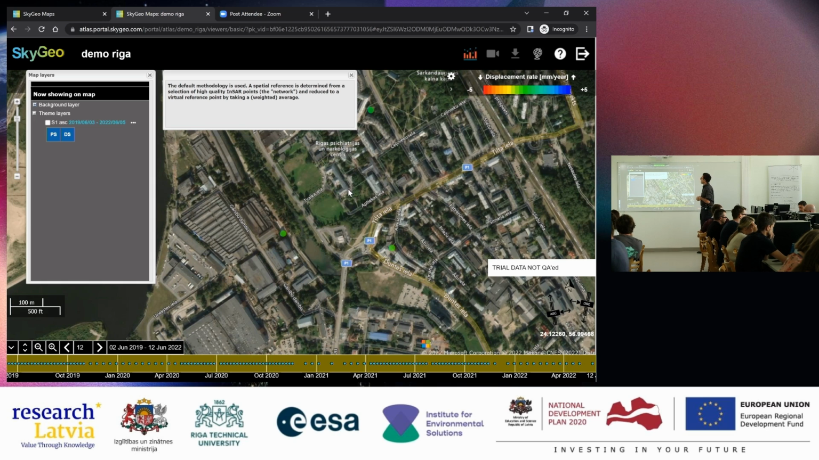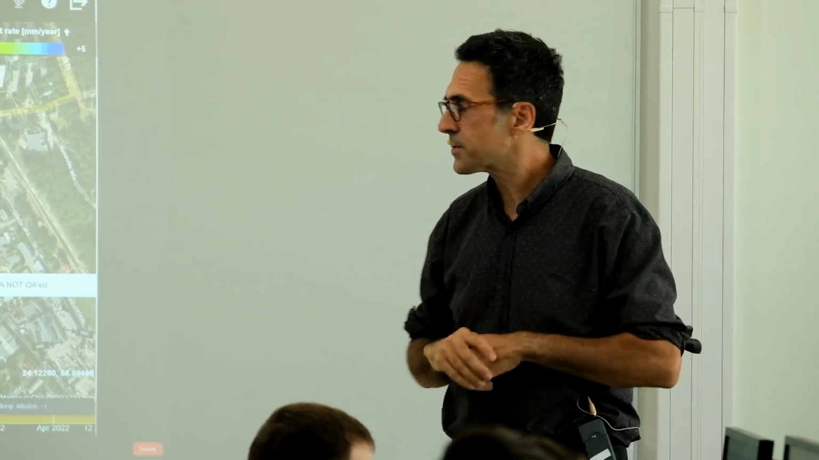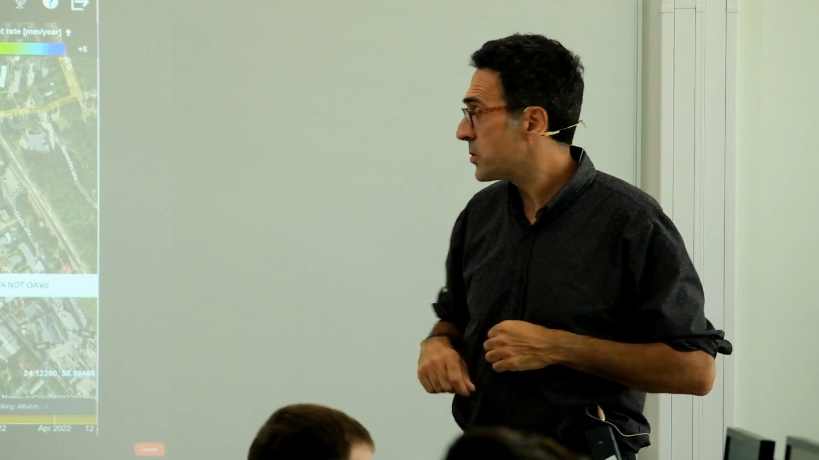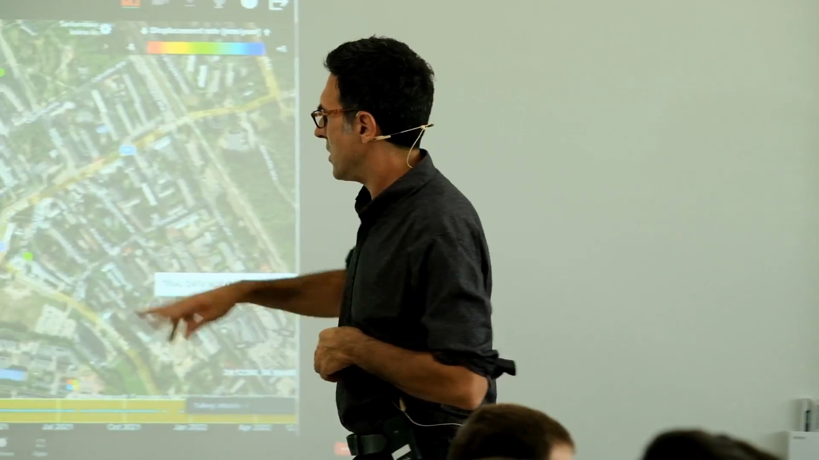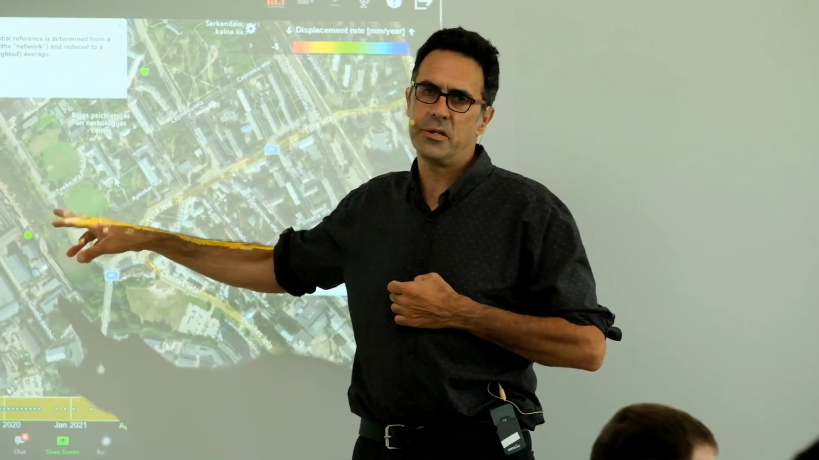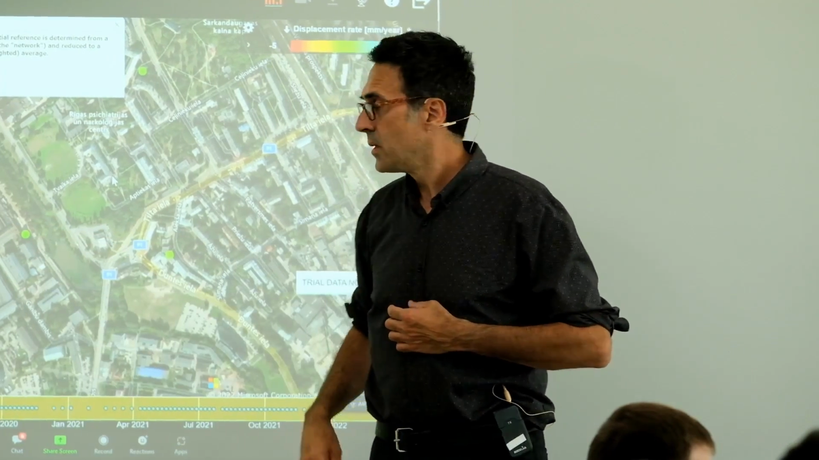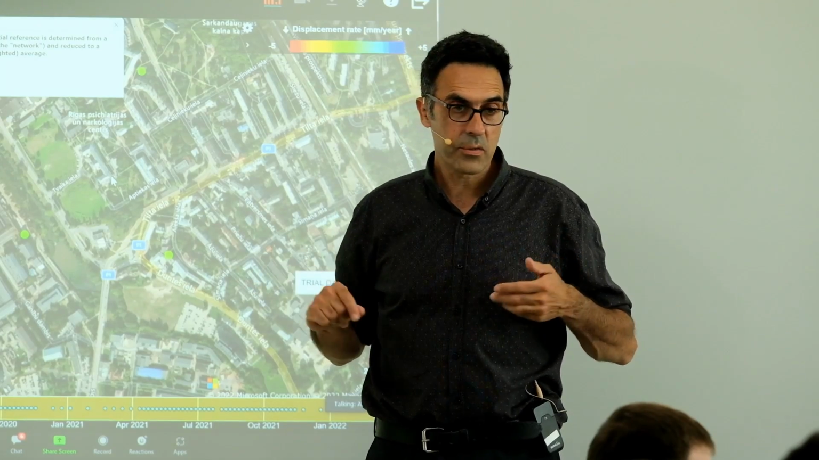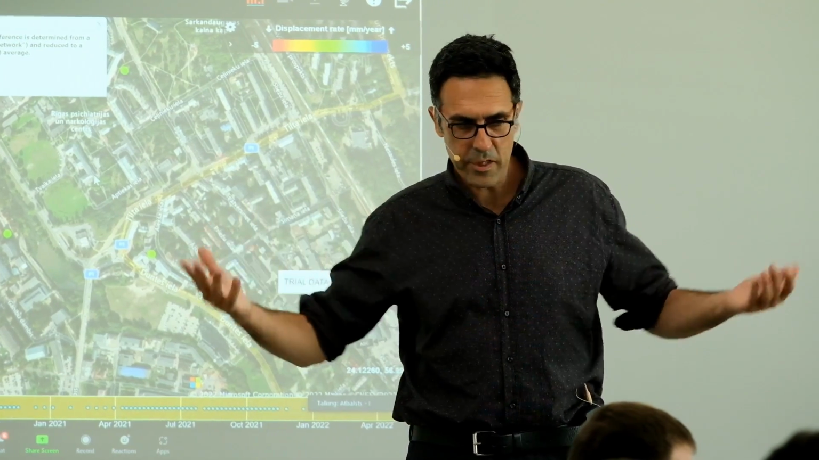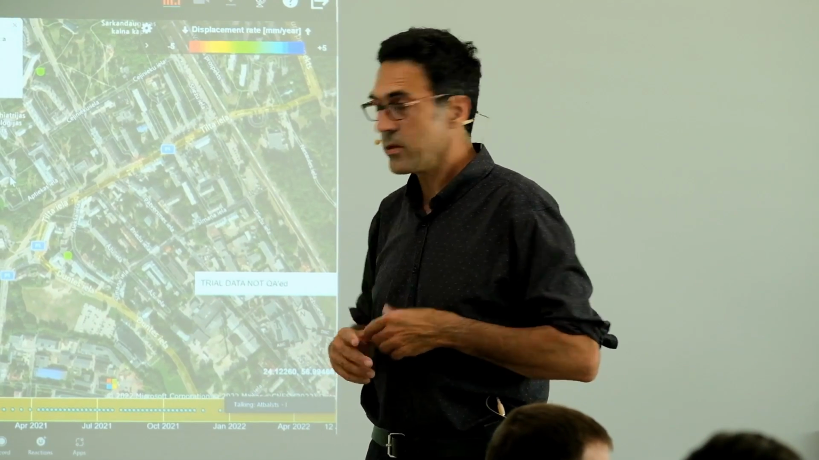So a spatial reference network is determined from a selection of high-quality InSAR points. This is the network. Then we get a virtual reference point in this case, which is the average or weighted average of all those points. We could make different choices. We could select one particular point and say, well, we have information that this point is very, very stable, so we're going to keep that. Or if we don't do that, we can assume that over this particular area, on average, it is 0. If you don't know what you can do, then you make an assumption.